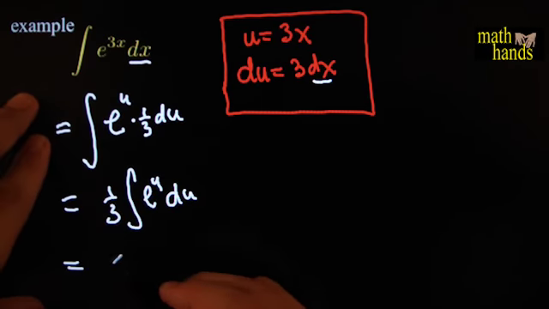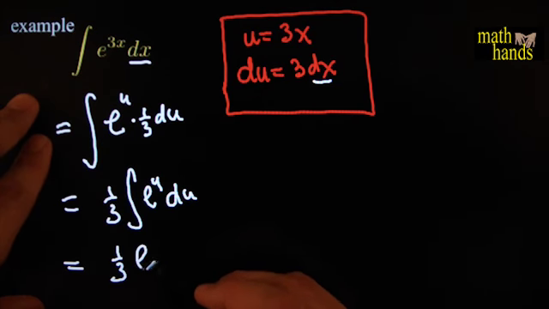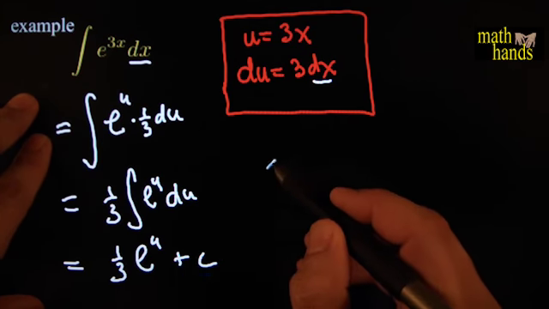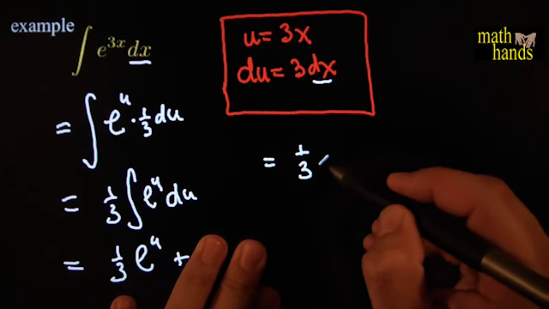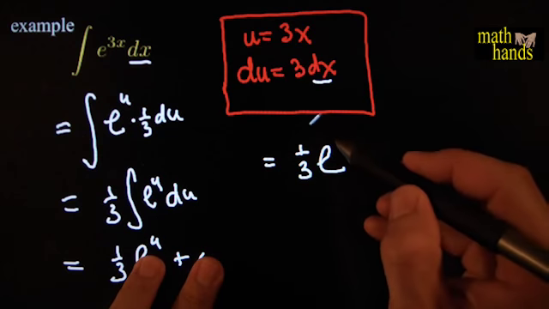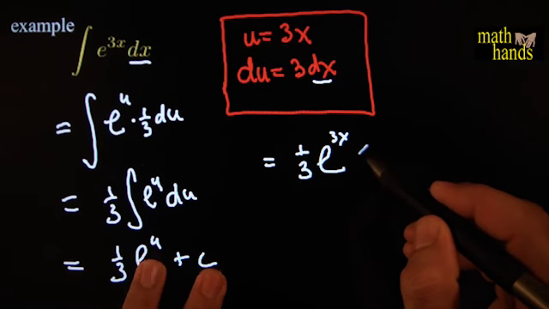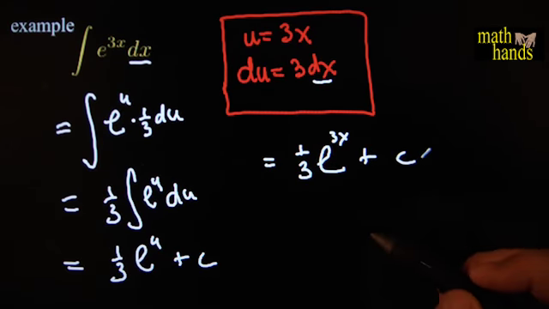The antiderivative of that would be 1/3 e to the u plus a constant, which can be further simplified or exchanged. The u can be exchanged for 3x, plus c. There you go. And it's easy to check.